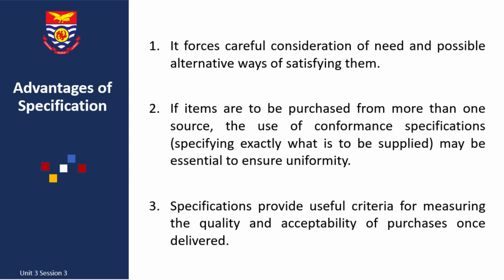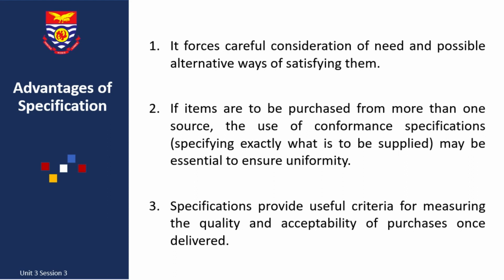However, we want you to understand that with the conformance specification, the buying organization is detailing exactly what the supplier is supposed to supply. So that's why I'm saying it is better to use that kind of specification if you are using more than one supplier for a requirement, so that we ensure uniformity, so that all suppliers will end up supplying the same thing. Then we have specification to provide useful criteria for measuring the quality and acceptability of purchases once delivered.